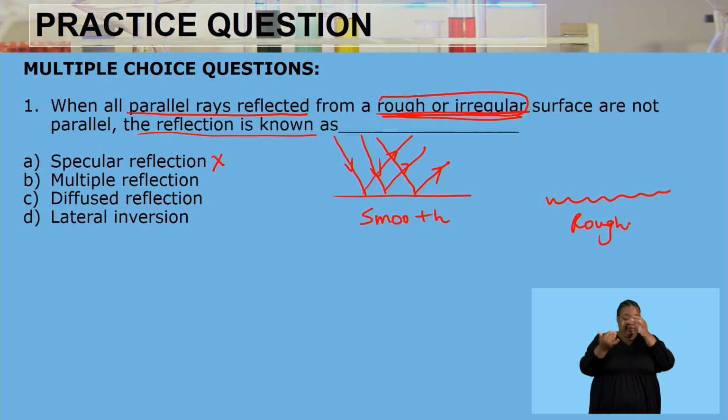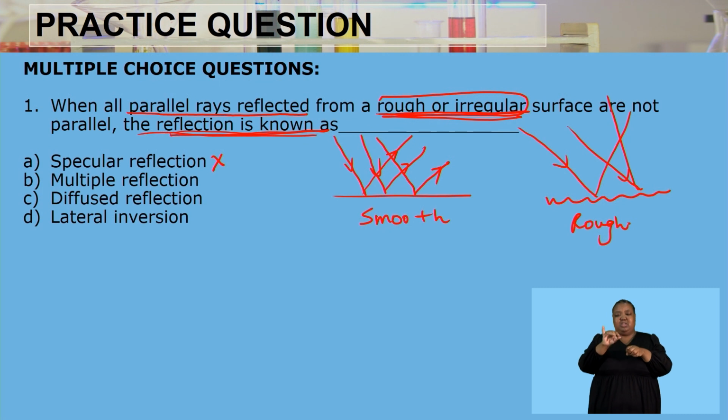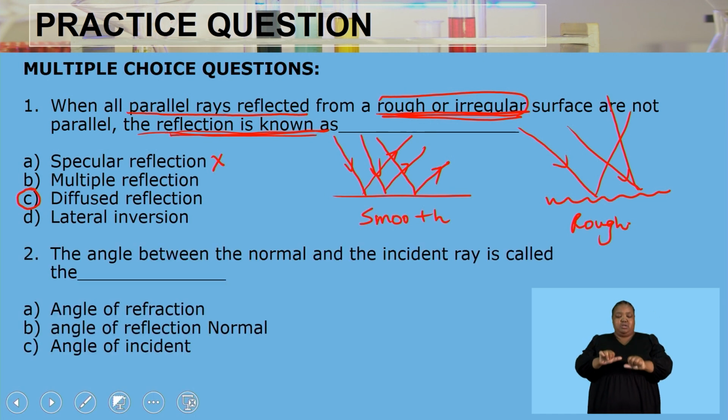So if it is now on a rough or irregular surface, we know that our incident rays that are going to be striking that particular rough surface are going to be scattered in different directions. And because they're scattered in different directions, they are not going to give a clear picture. They are not going to be giving a specular picture. However, they're going to be giving a diffuse reflection. So the reflection coming from the rough or irregular surface is known as your diffused reflection. So the answer here is C, diffused reflection.